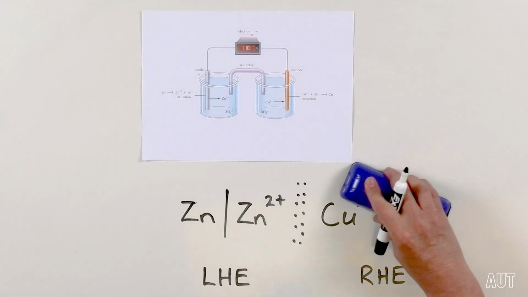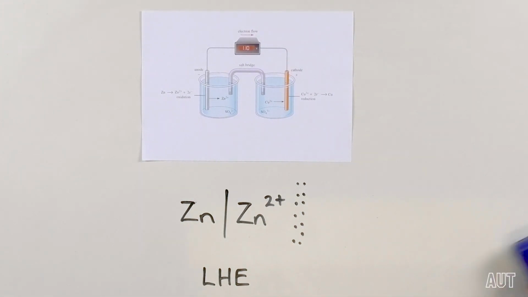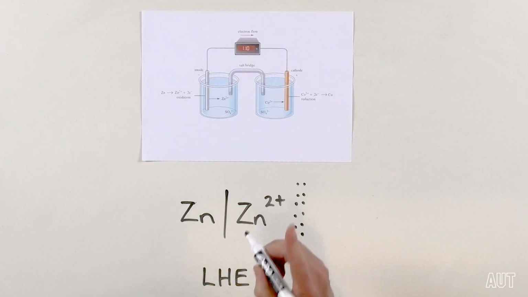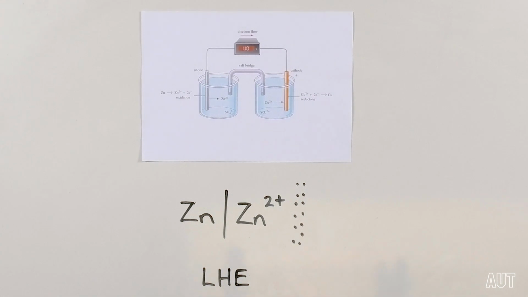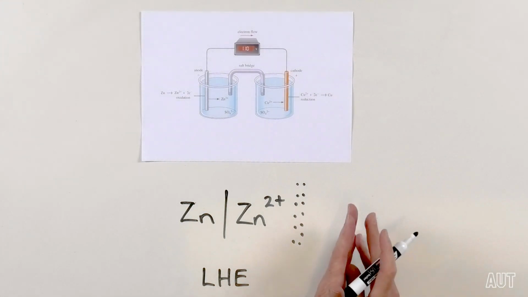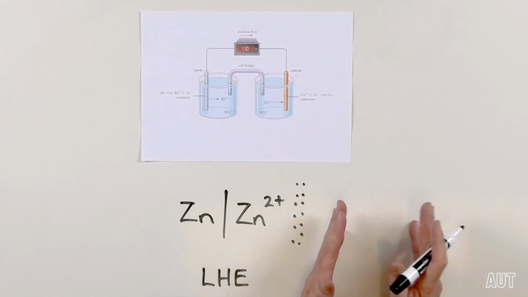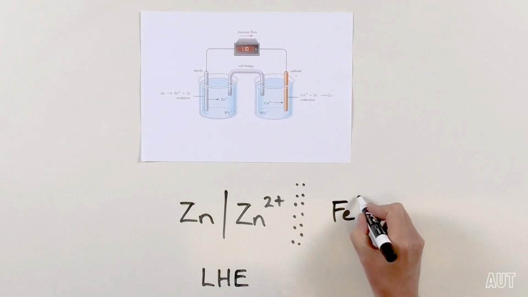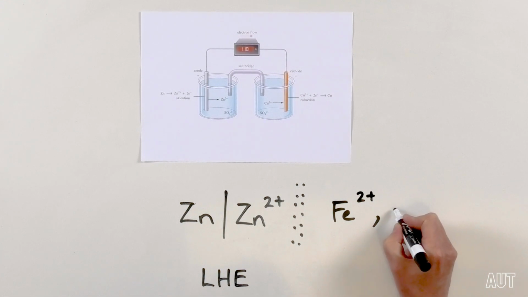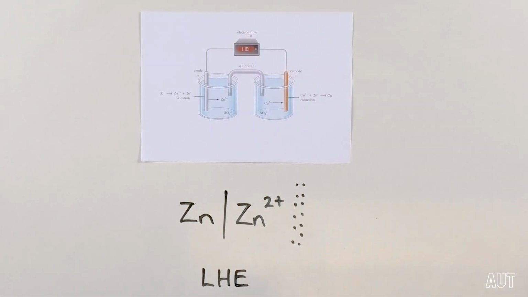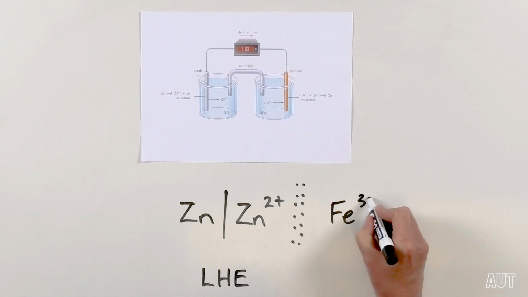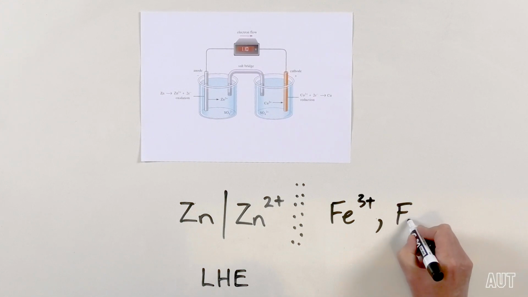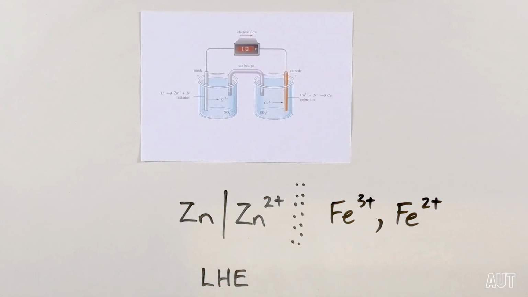One more quick example of a cell diagram and what happens if your two species on one side of your cell diagram are in the same phase. Well, we simply separate them with a comma, okay? So in that case, we would go Fe3+, comma, Fe2+, like so, okay? So that's all of the terminology that you need to know for cell diagrams.